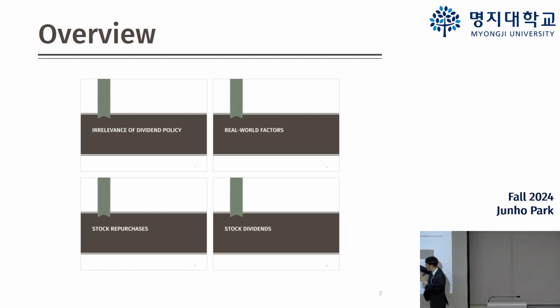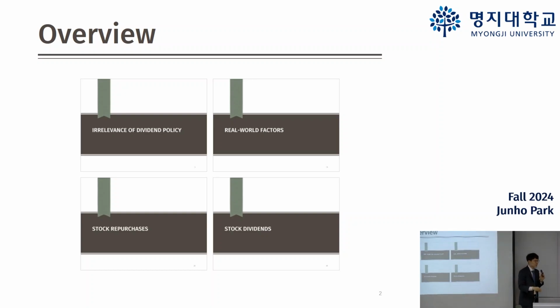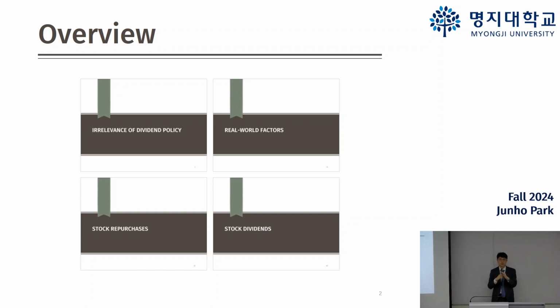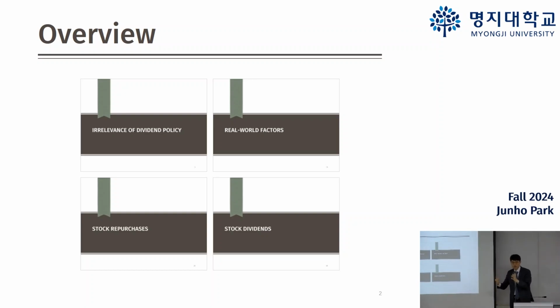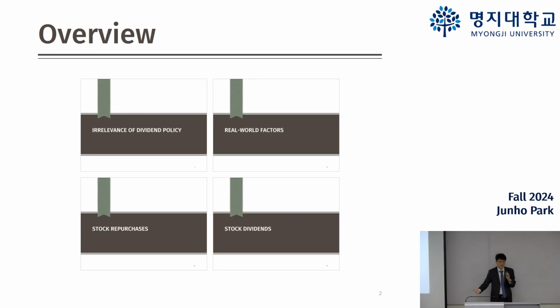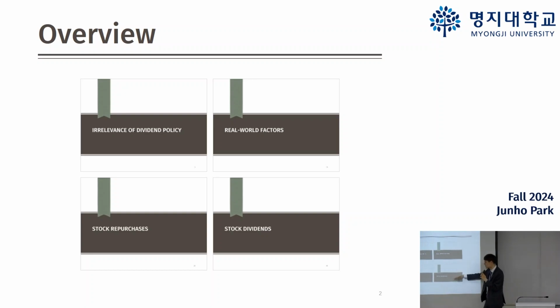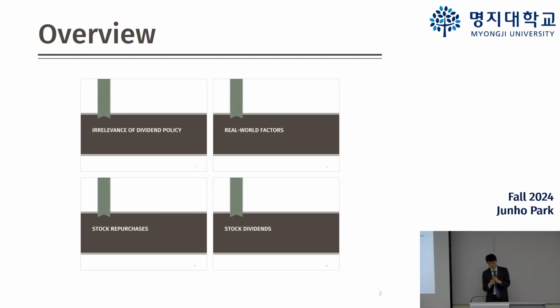The logic for the first and the second section is the same as the previous chapter. So theoretically, dividend policy does not matter. We are going to learn about the irrelevance of the dividend policy, and then we are going to discuss some of the real world factors that affect the decisions about the dividends. And finally, at the end of the chapter, we are going to learn about stock dividends.